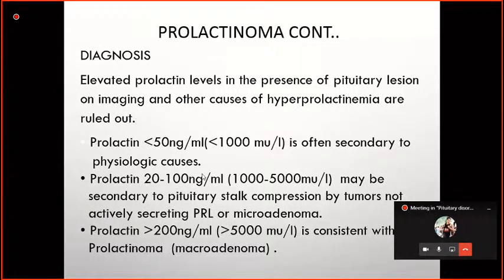We've talked about this. Diagnosis is measuring the level of prolactin. If it's less than 50, usually it's because of a physiologic cause, for example the suckling reflex, or drugs. If it's slightly higher, you can suspect pituitary stalk compression. This is a non-functional pituitary adenoma which compresses your pituitary stalk. So you can have an increase in prolactin, but usually it is not as high as with a functional prolactinoma.